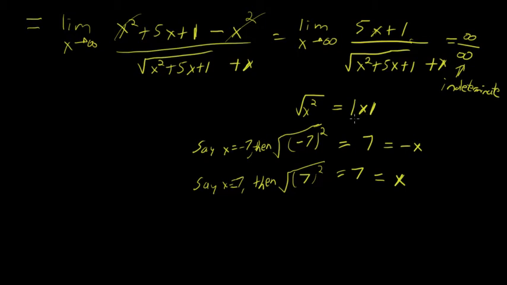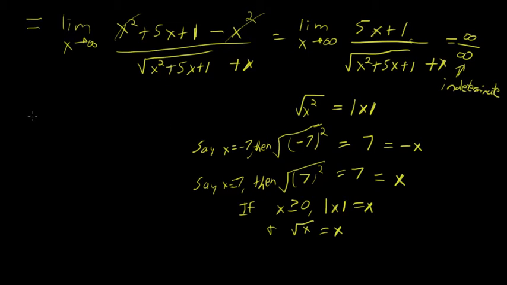So why did I bother mentioning that? In general, the square root of x squared is the absolute value of x. We're concerned with the limit as x tends to really big positive numbers. So if we know x is greater than or equal to 0, then the absolute value of x equals x. So we can just write the square root of x squared is equal to x. And that's the case we have here.